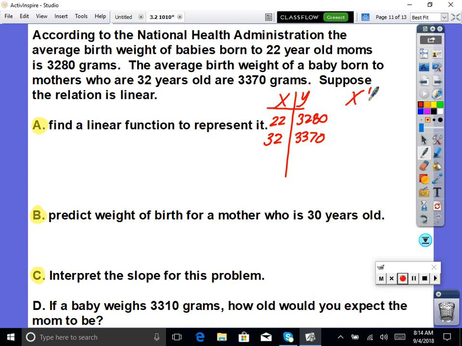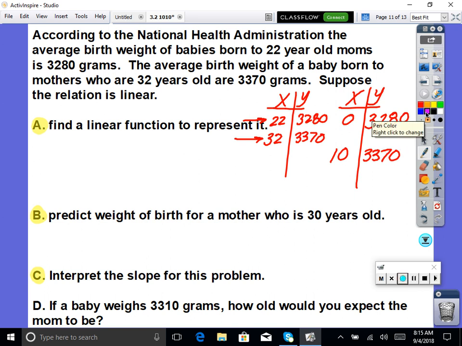So I'm going to make a new xy chart. I'm going to choose to start here, so I'm going to call that my 0. So 0, 3280. And then we have 22, if that's 0, what would this be? 10, and then that would be 3370. Okay, so to write the linear equation, we need to do y equals mx plus b. Let's find our slope. This is an xy point. This is our first point. This is our second point.